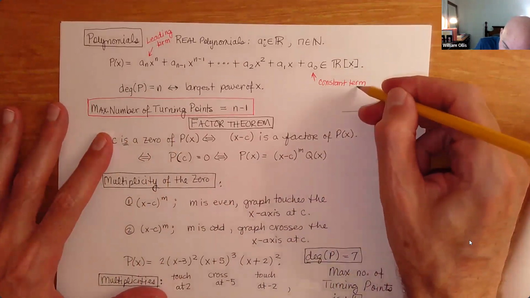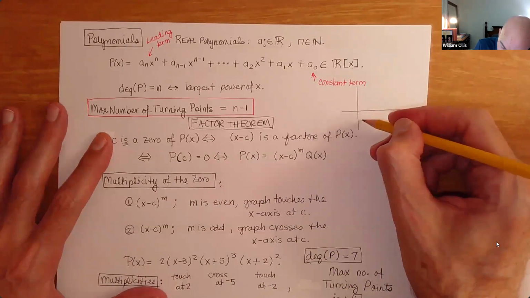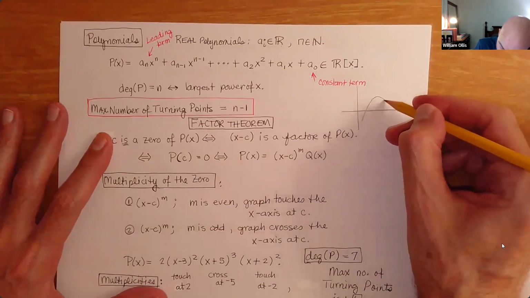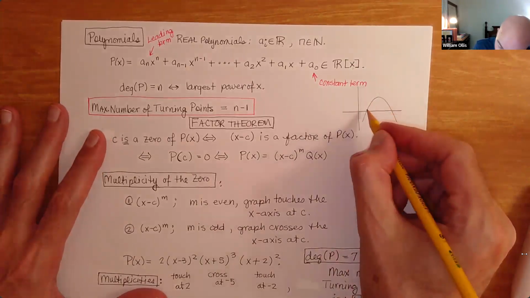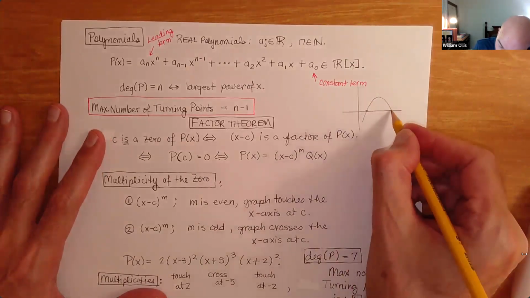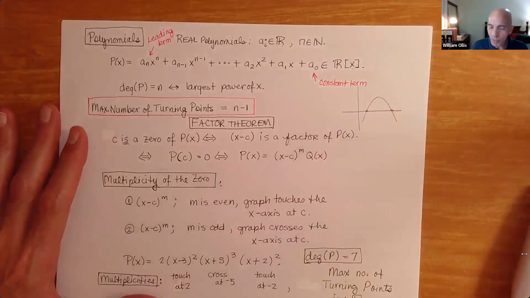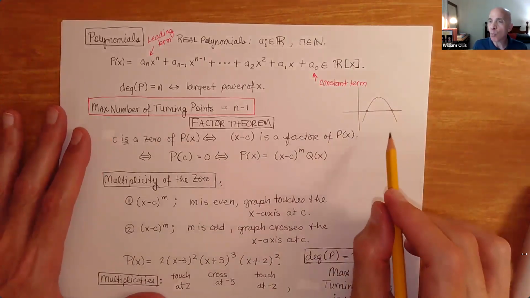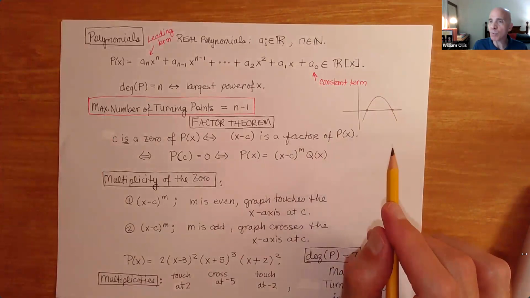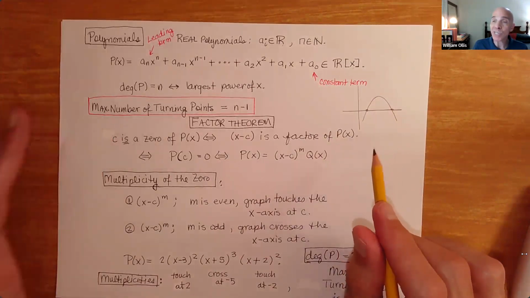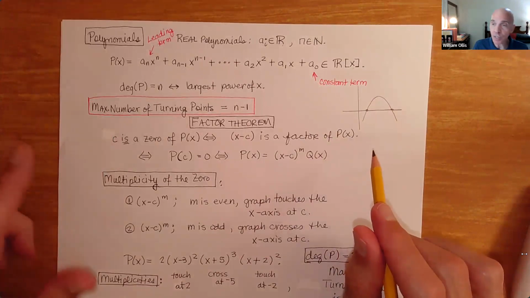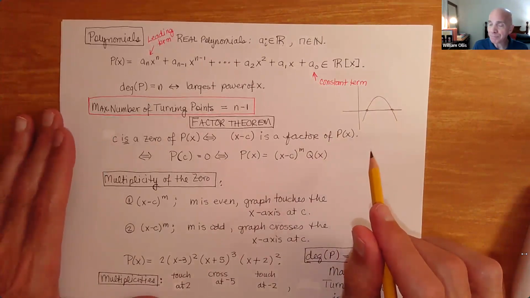Let's say we have a quadratic function that has two zeros. So again, the graph would have to look something like that to pick up the zero here and the zero here. And so we would say that the graph would have one turning point, or the maximal number of turning points would be, in this case, 1, which is less than the degree by 1.